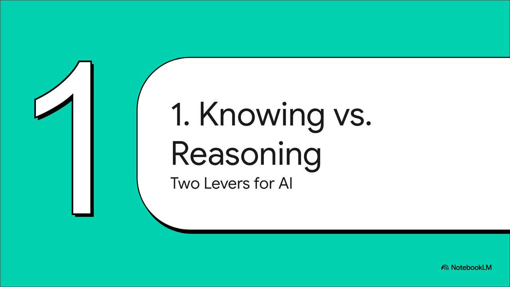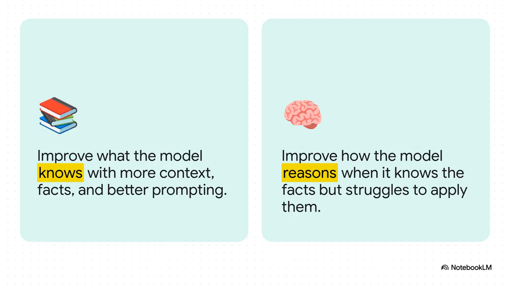So to really get a handle on this, we first need to pull apart the two main ways we can improve an AI's performance. They're connected for sure, but they are very different things. Okay, so on one side of the coin, you can improve what the model knows. This usually means things like better prompting or using a technique called retrieval augmented generation, that's RAG, which basically spoon feeds the model more facts. But what happens when the model has all the facts and still can't connect the dots? Well, that's when you have to improve how it reasons. And that, my friends, takes us into the world of fine-tuning.